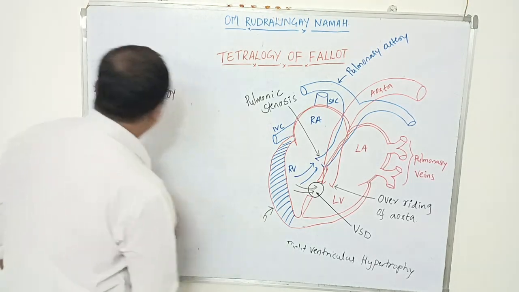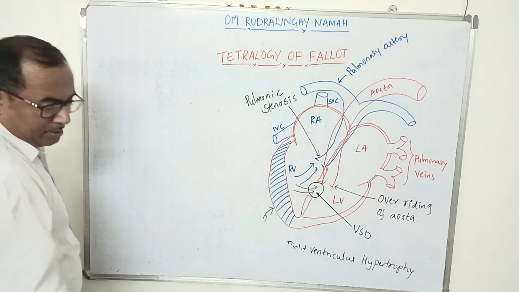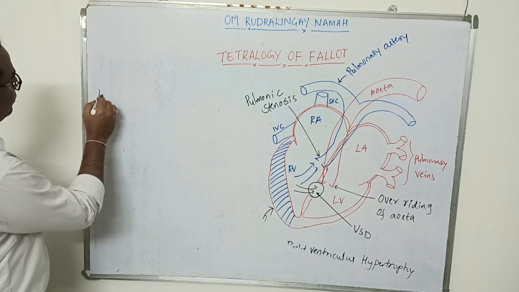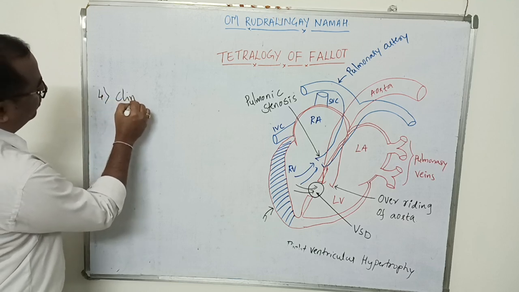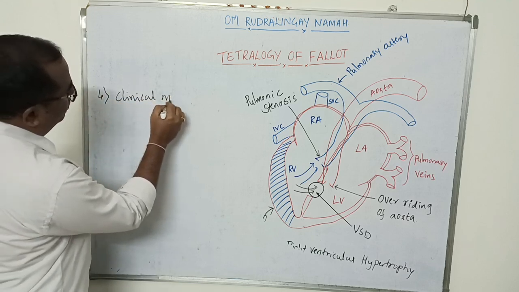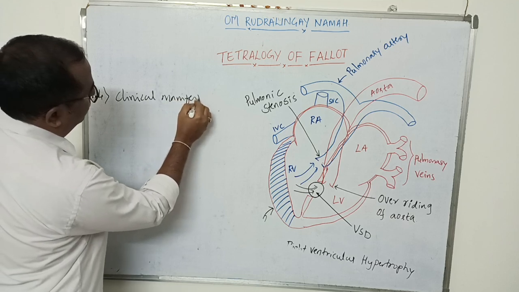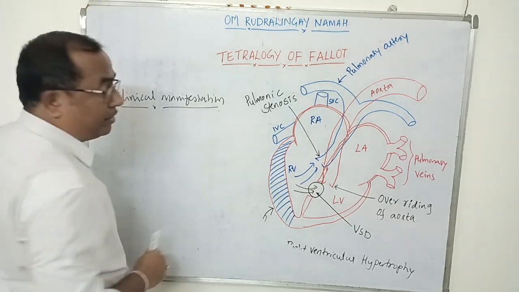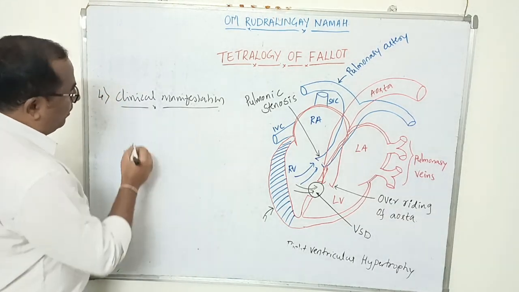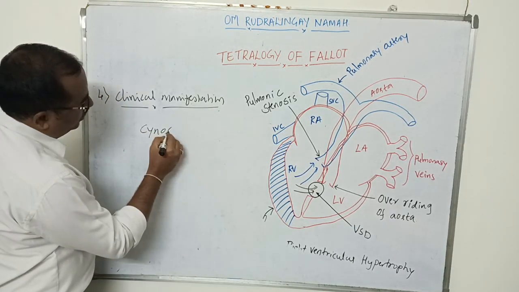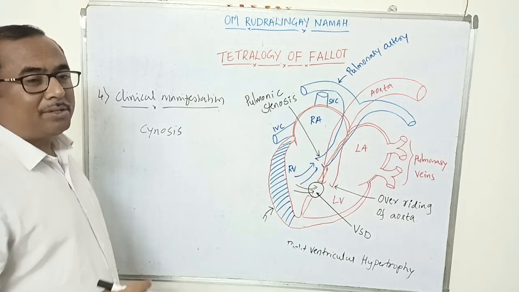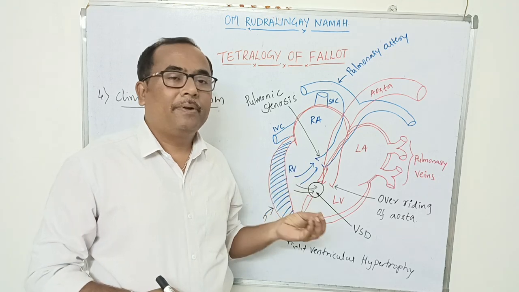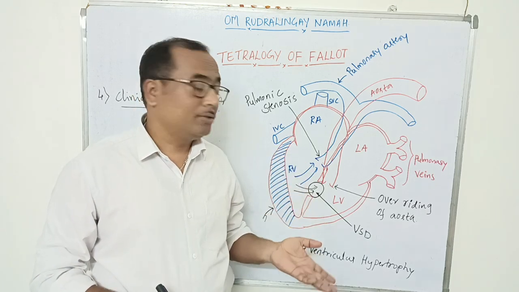Now let us discuss the clinical manifestations of tetralogy of Fallot. Clinical manifestations, mainly we have cyanosis. Okay, that is a bluish discoloration of skin, lip, nail, and tongue.